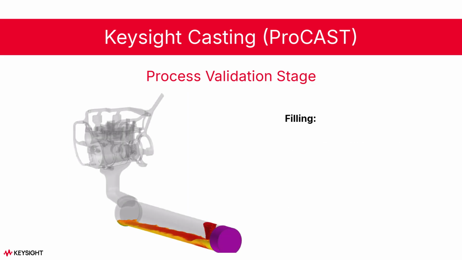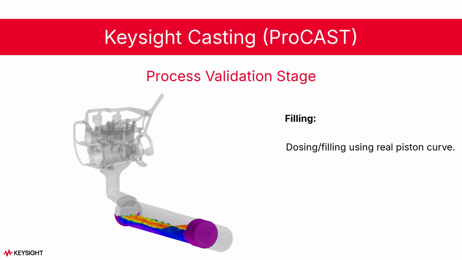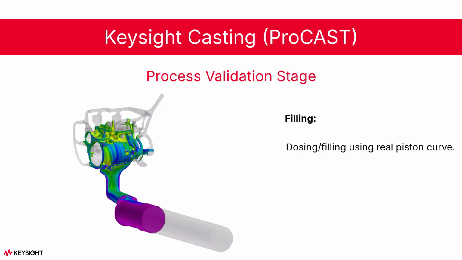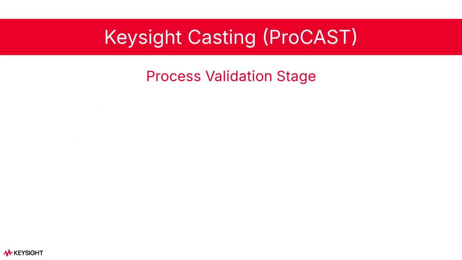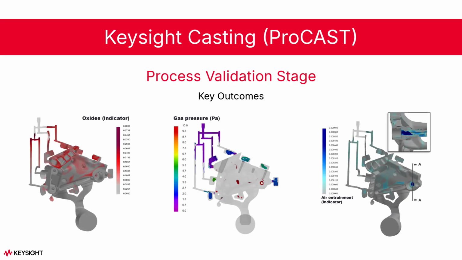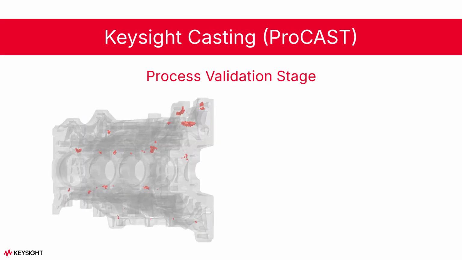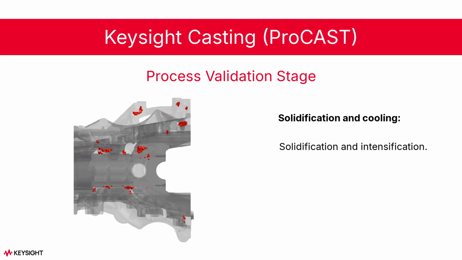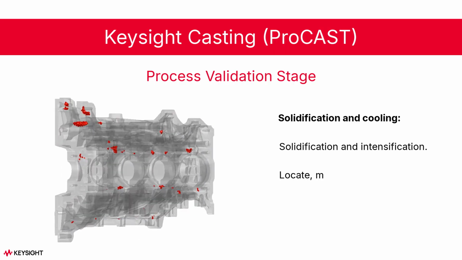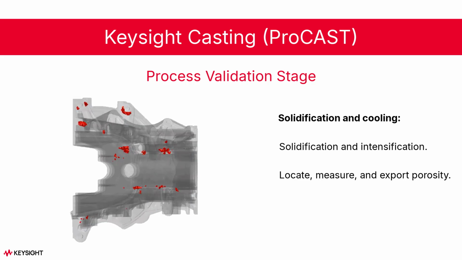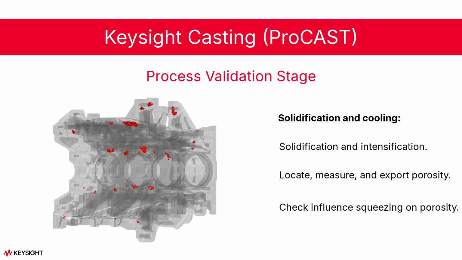After optimizing the die, ProCAST guides you through the filling stage with dosing and filling using real piston curves and consideration of local in-mold counterpressure. You can evaluate key filling-related defects such as gas pressure, oxides, and air entrainment. Then, during solidification, ejection, and air cooling, you can simulate solidification and intensification, locate, measure, and export porosity, and assess the influence of squeezing on porosity.